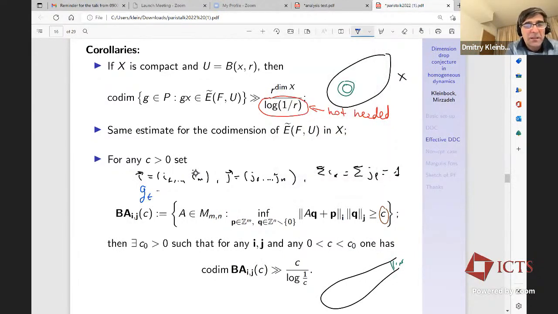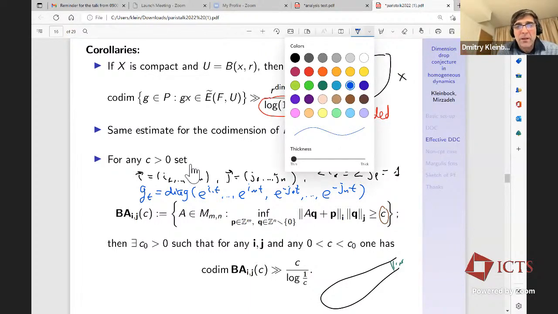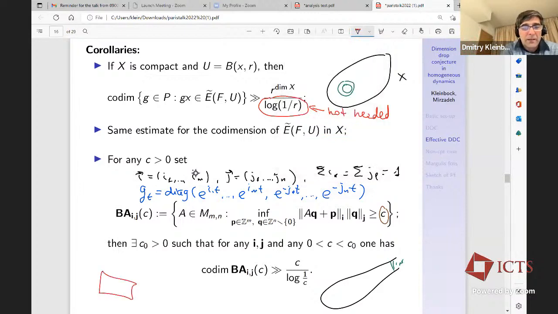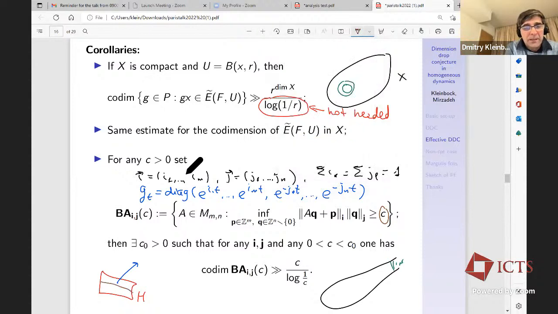act by g_t, which is a diagonal group where you have now e to the i_1 t up to e to the i_m t, and then e to the minus j_1 t all the way up to e to the minus j_n t. And what is important here is that you have an example where you have an expanding horospherical subgroup with respect to this action, and the group that I'm talking about is strictly smaller, but still you can prove the effective equidistribution property for this P. This is essentially a result of our paper with Margulis.